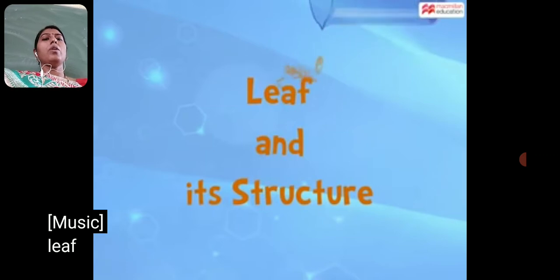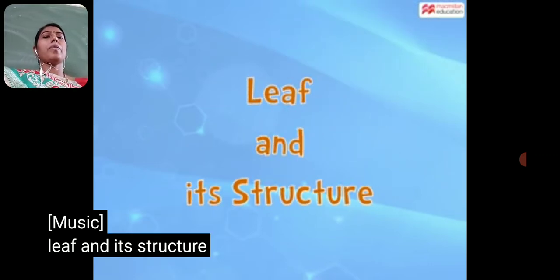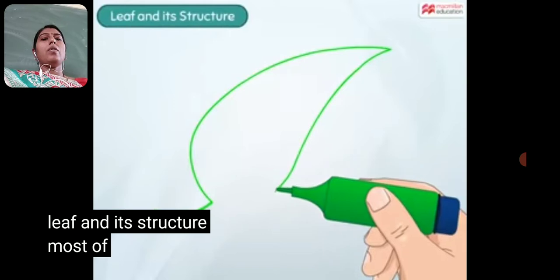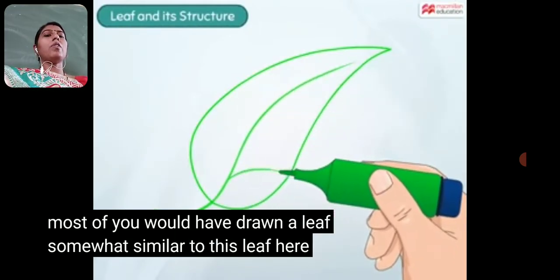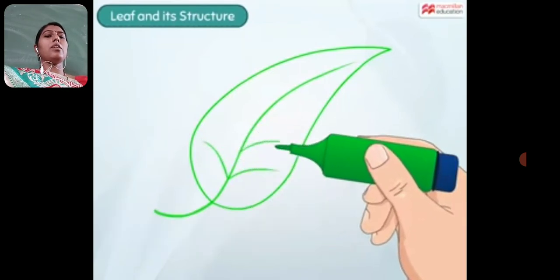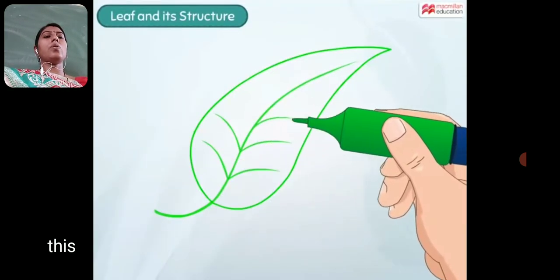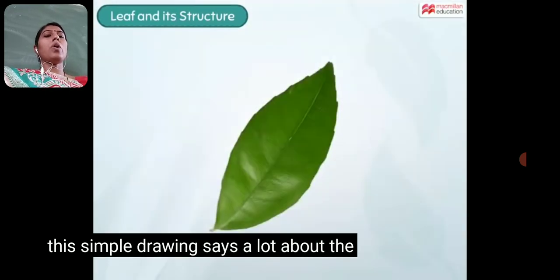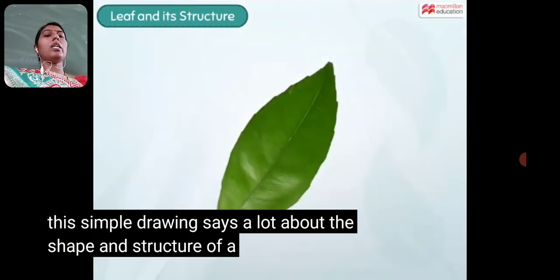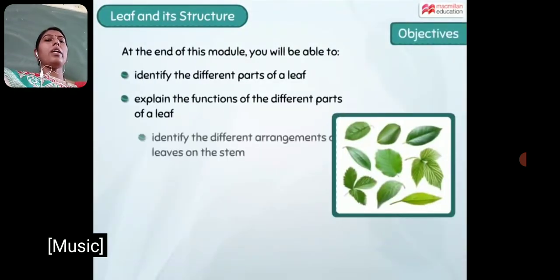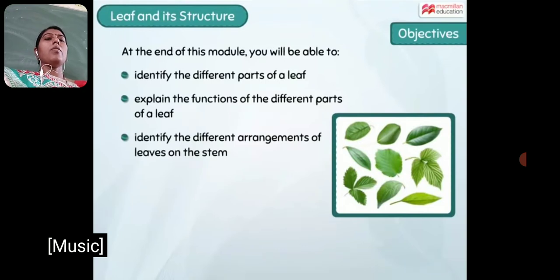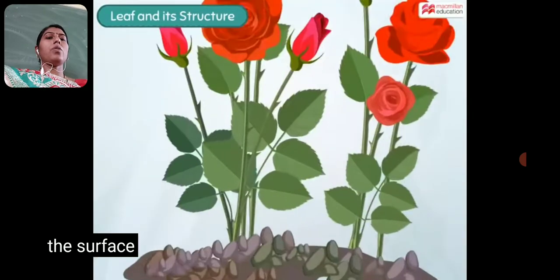So children, today the next part is about the leaf. Leaf and its structure, we will see that part. Most of you would like to draw a leaf somewhat similar to this one. Yes, most of the time we draw the leaf like this. This simple drawing says a lot about the shape and structure of a leaf, children. At the end of this, you will learn to identify the different parts of the leaf, the functions of the different parts of the leaf, and the different arrangements of leaves.